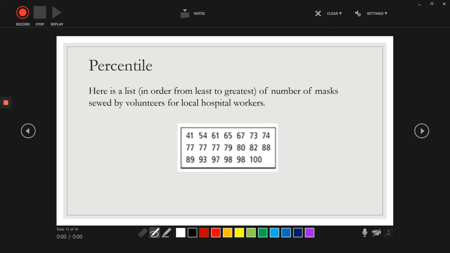All right, so here's a list, and it's already in order, of the number of masks sewed by volunteers for local hospital workers, right?